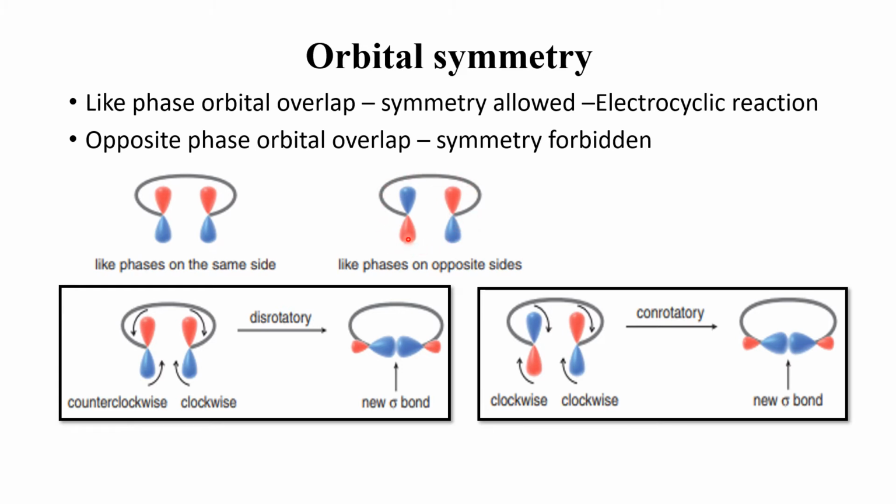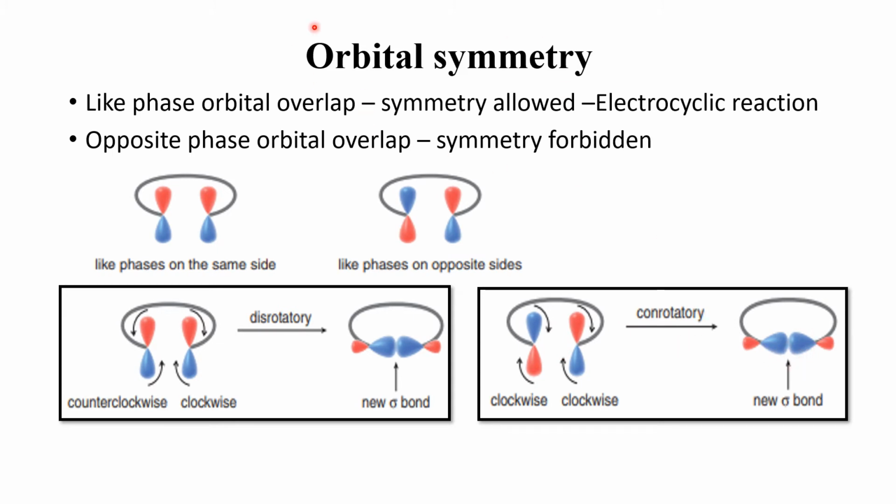In that case, we need to change the rotation of this and make it a symmetry allowed overlap. See, if this is the same case, both will rotate in a clockwise and anti-clockwise rotation. With this rotation, the symmetry overlap will take place and the new sigma bond will form. But if it is in the opposite phase, the rotation will be clockwise. Both will rotate in the clockwise direction, so that we will get a conrotation, and then we will get a new sigma bond.